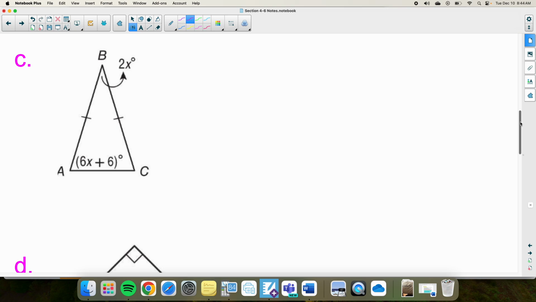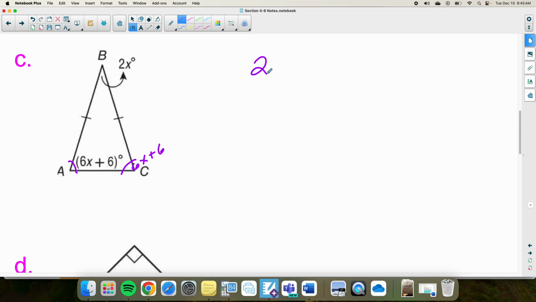Now, these are angles, okay? And if these two sides are equal, that means angle A and angle C are equal. Angle A is 6x plus 6. Do you guys get then that angle C is 6x plus 6? Everybody understand that? Now, these three are all angles, so what would I do with those three? Set them equal to 180.